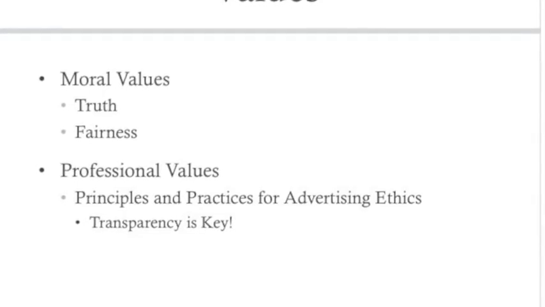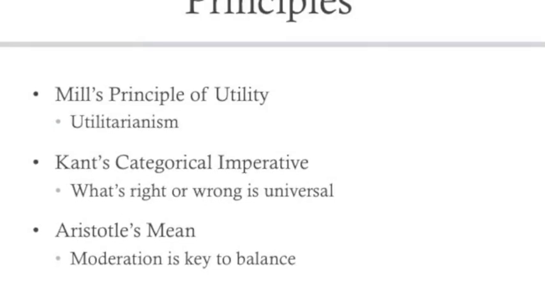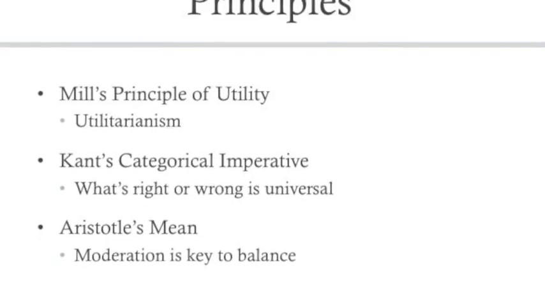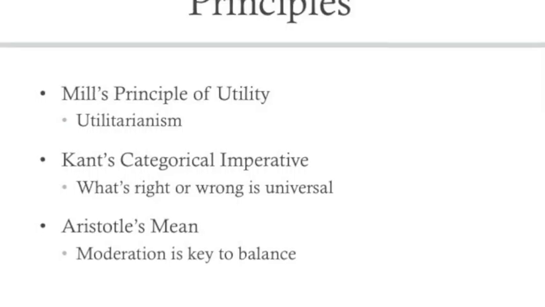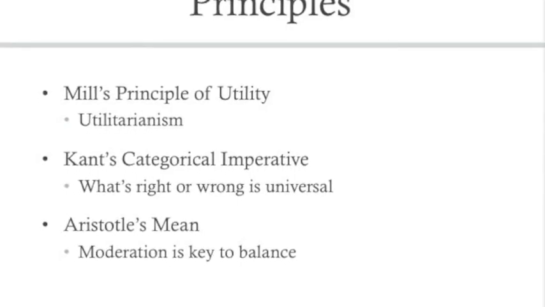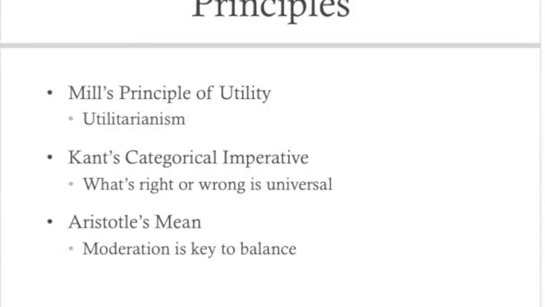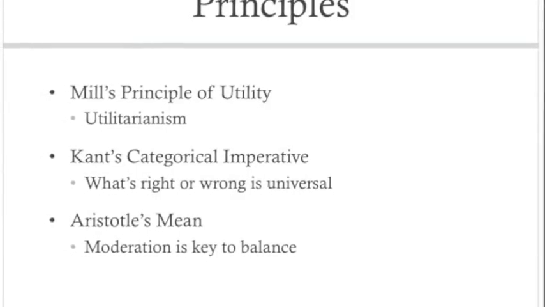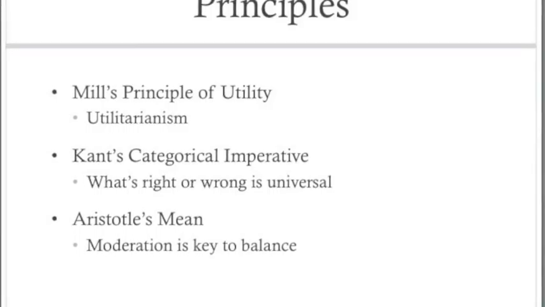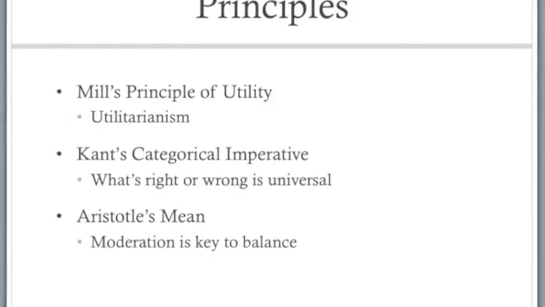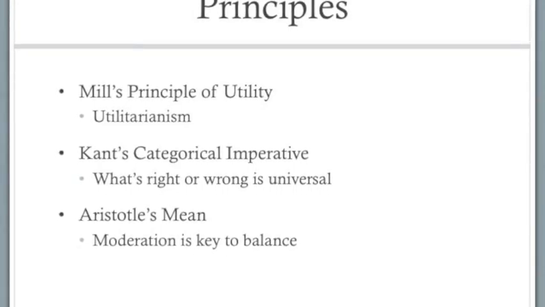Next, we're going to look at the different principles and how we can use these principles in this context. So, you could use a bunch of different methods, but I'm primarily going to focus on Mill's principle of utility and Aristotle's mean. You can also see some of Kant's categorical imperative, though, which is important. Basically, utilitarianism is what's best for the aggregate whole, and Aristotle's mean is finding a good balance through practicing moderation.